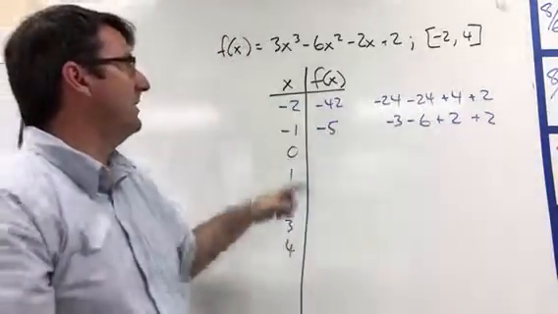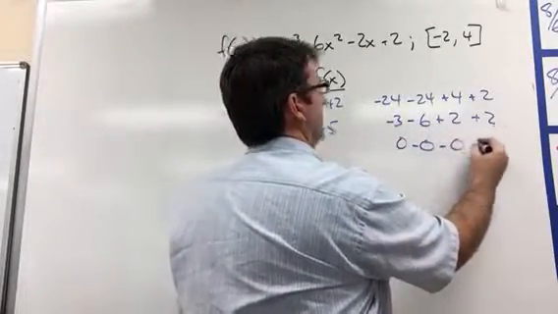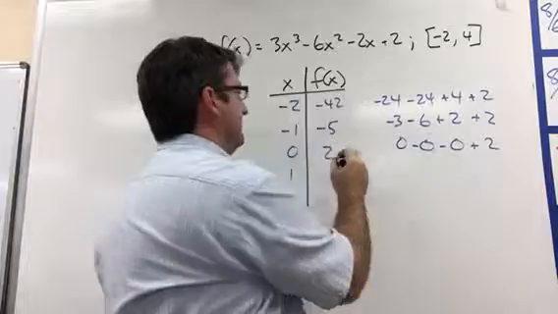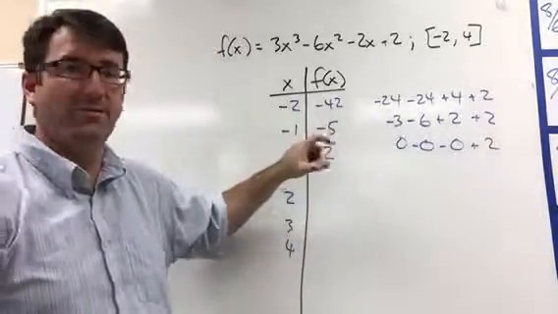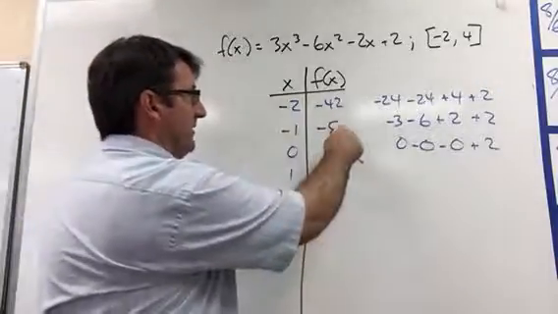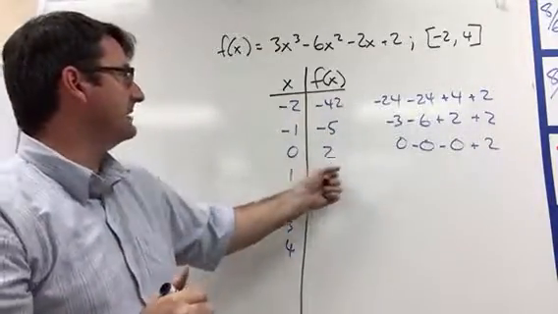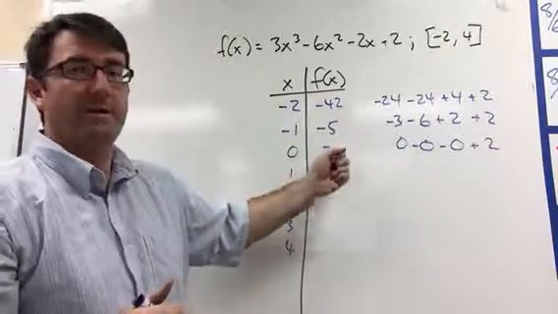All right, 0, we're going to get 0 minus 0 minus 0 plus 2. So this is a +2. So we know that our first 0 is going to be between -1 and 0 because we went from negative to positive for the function values. All right, let's keep going though. See if we can find more.